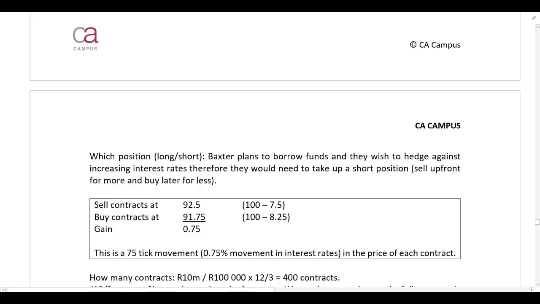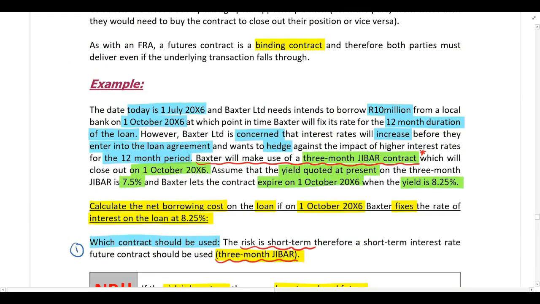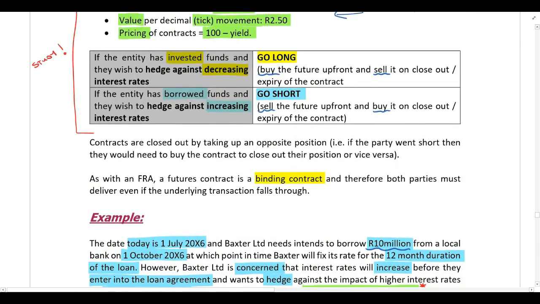Then next, we need to determine whether the company should go long or short. Now, in this example, we are dealing with a company that intends borrowing 10 million rand. So we are looking at a borrower, not an investor. So a borrower is going to be worried that interest rates are going to increase. And if we are dealing with a borrower, we always go short. And going short means we sell now and we buy later.